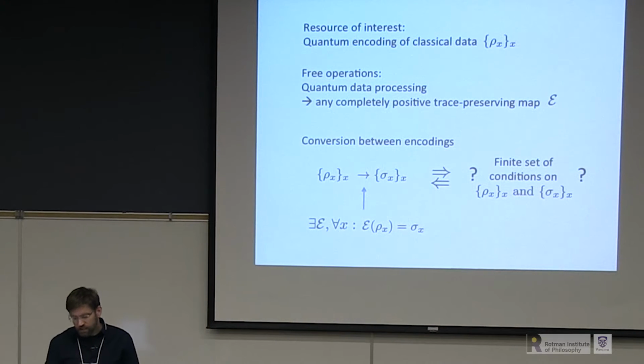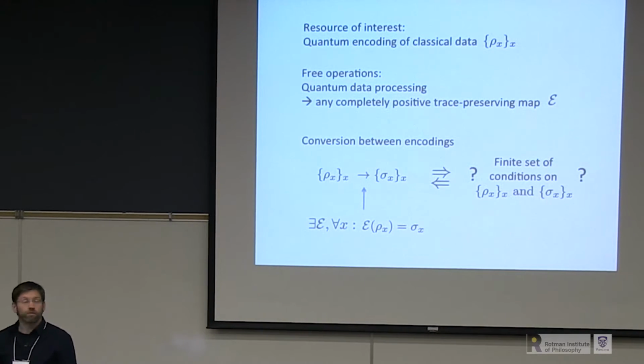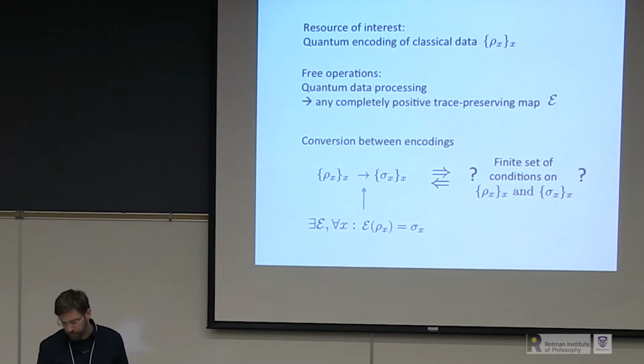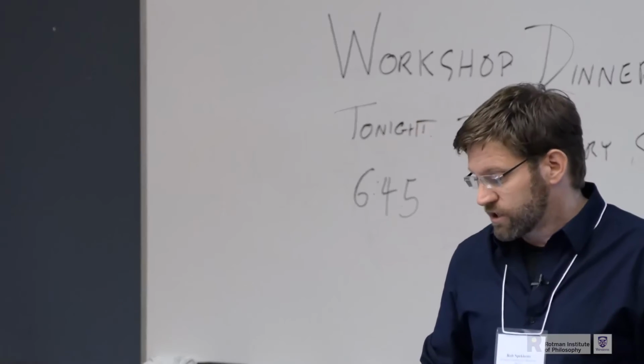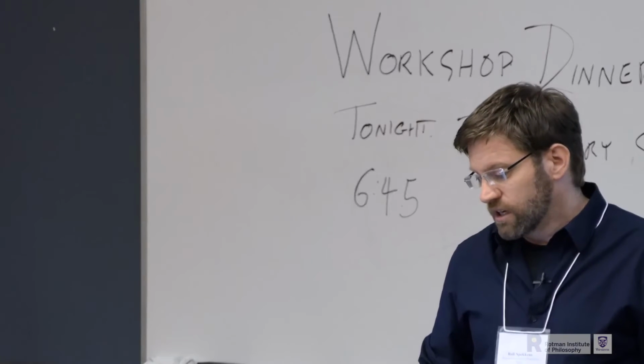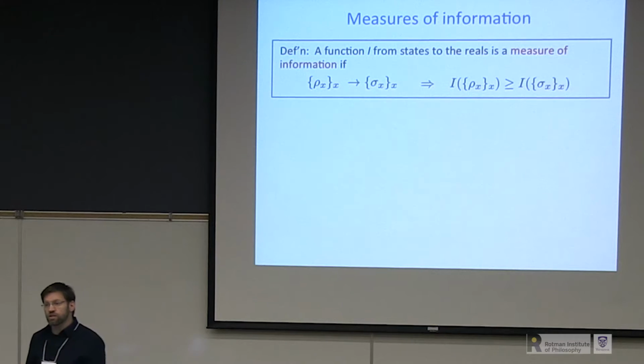Generally that's hard, and in the quantum case we don't know what that full set of conditions are, so this is an open problem. We have some special cases where we know the answer, but we don't actually have a solution to this in quantum information theory. But we have some other tools which can be very useful. In particular, we have measures of the resource. So we have measures of information.